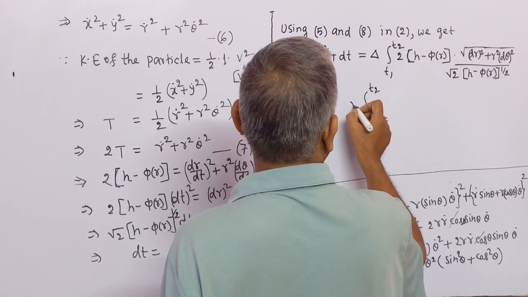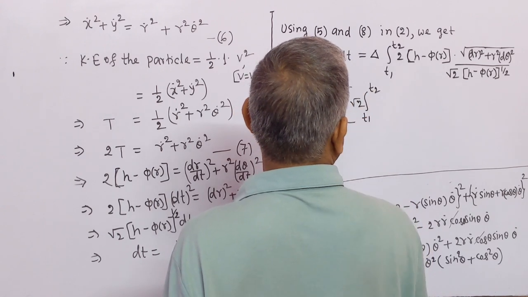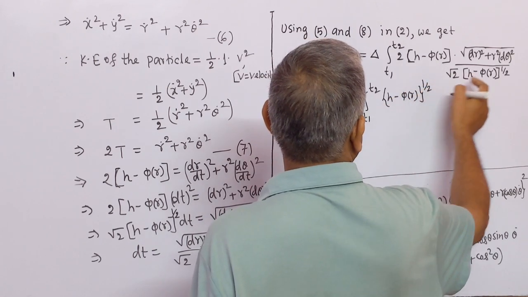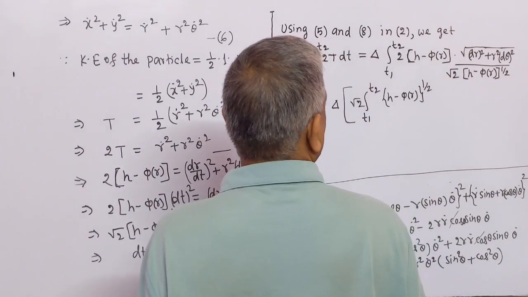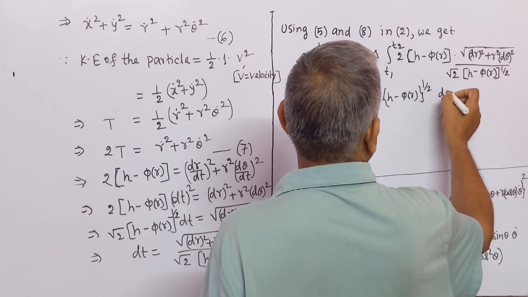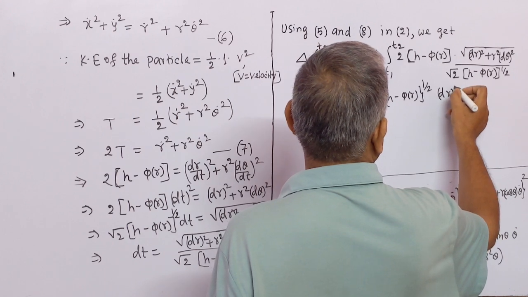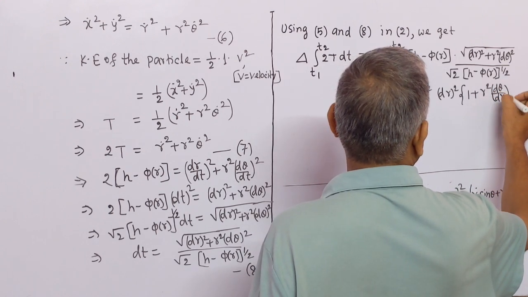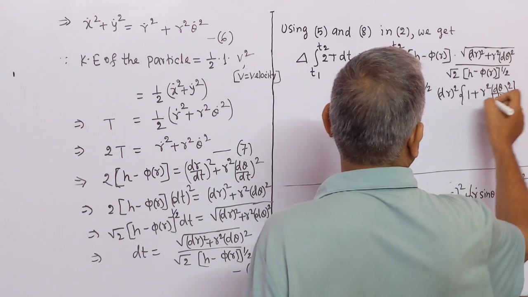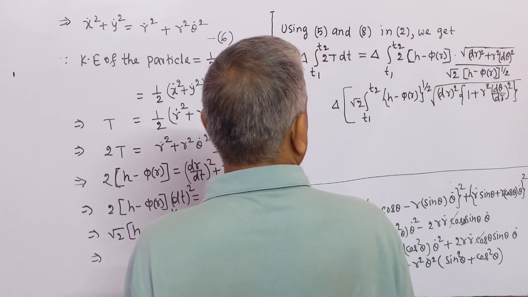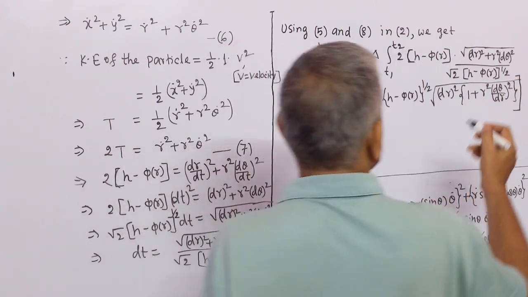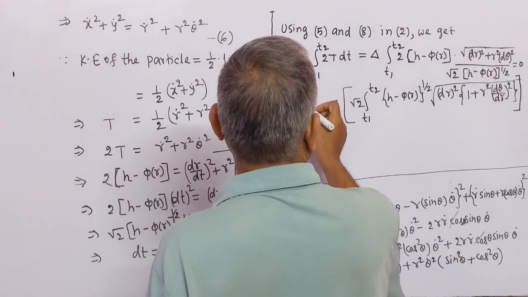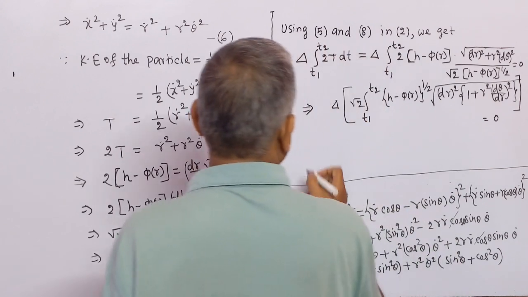This is equal to square root 2 outside delta. Here (h minus phi r) to the power half. Here dr square, if we take common, 1 plus r square (d theta by dr) square, square root, bracket closed. Here this is 0, right side 0, so this implies this equal to 0.